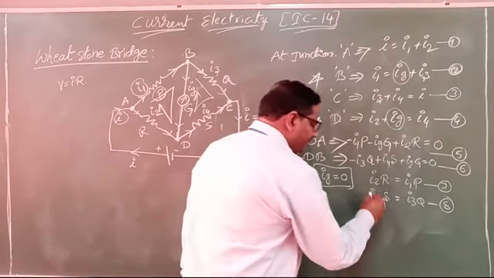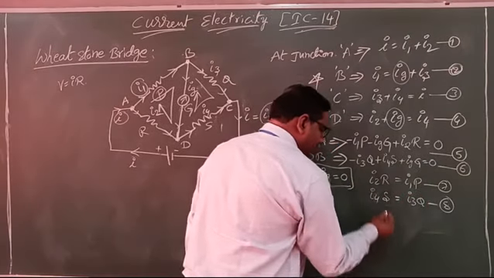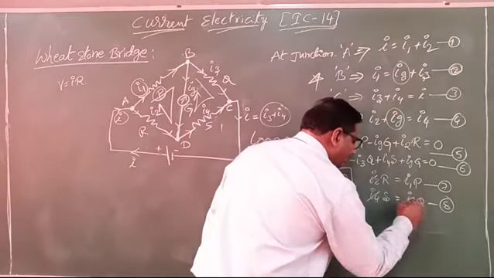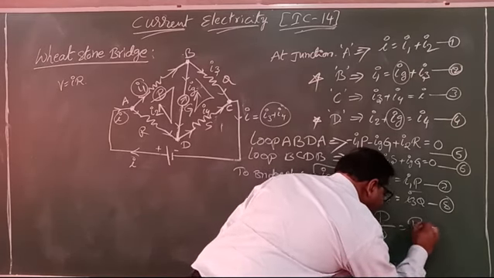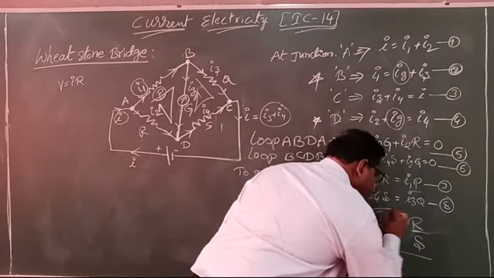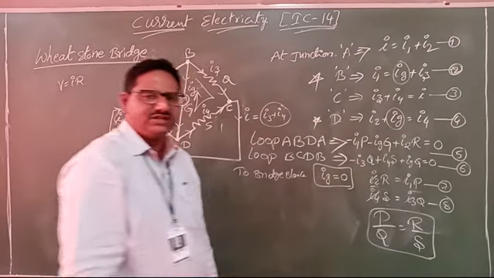Okay. Now, if you take the ratio 7 by 8, what can you write? These all get cancelled. Finally, you can write P by Q equals R by S. This is the Wheatstone bridge balanced principle.